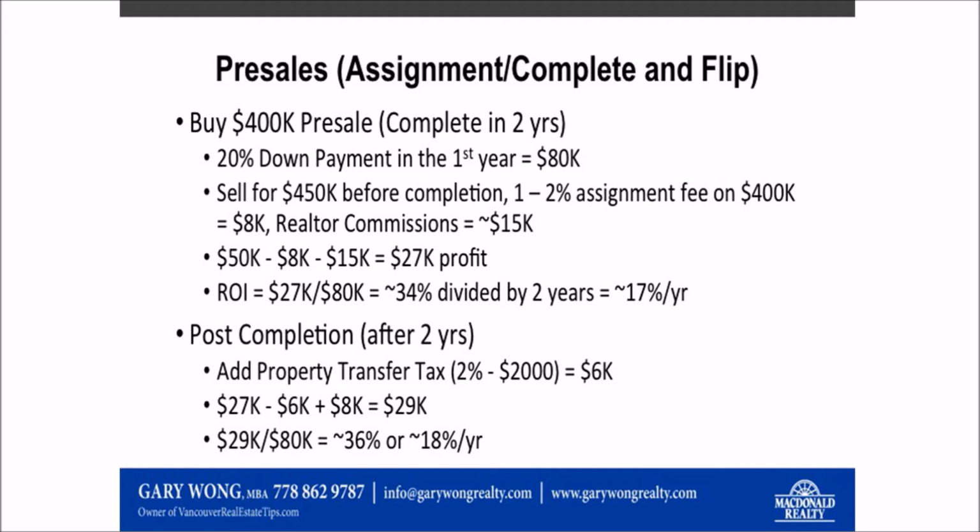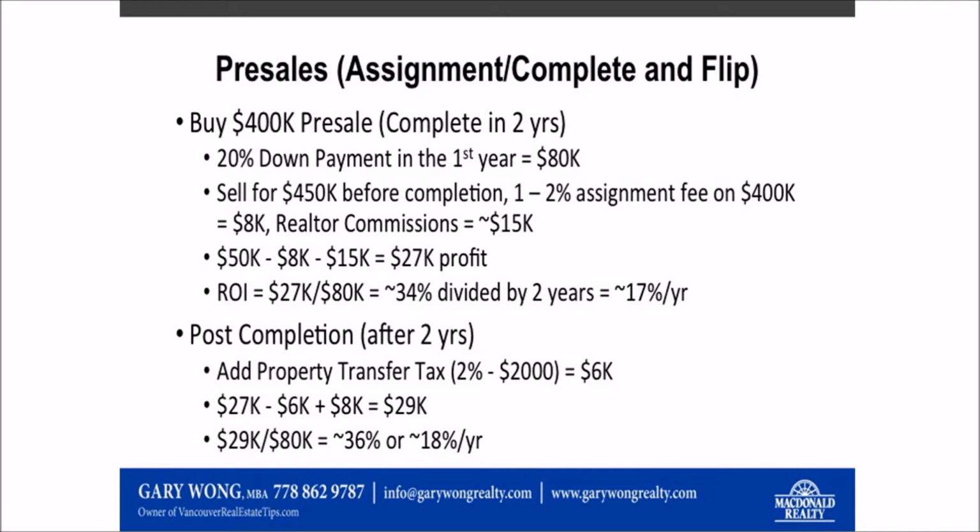So 80K. You sell for $450,000 right before completion, right before the 2-year mark. Usually developers will charge you a 1% to 2% assignment fee on the original purchase price, because back in late 2006, 2007, people were just flipping like crazy, and developers wanted a cut of it. So let's say a 2% assignment fee is $8,000. When you assign it, you use a realtor, and the realtor commissions are about $15,000. So your profit would be $50,000 minus $8,000 minus $15,000 equals $27,000.